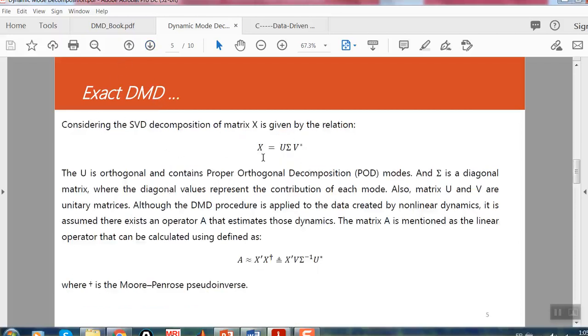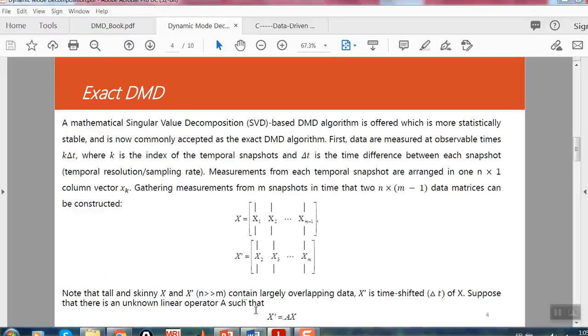In the previous sessions, we said that we can decompose X, our measured data, using SVD, and we can access the eigenvectors and eigenvalues. According to the equation X' is equal to A multiplied by X, we can calculate A, because in this equation we have X' and we don't know A. Our question in DMD at first is to calculate A. What is the relationship between X' and X?